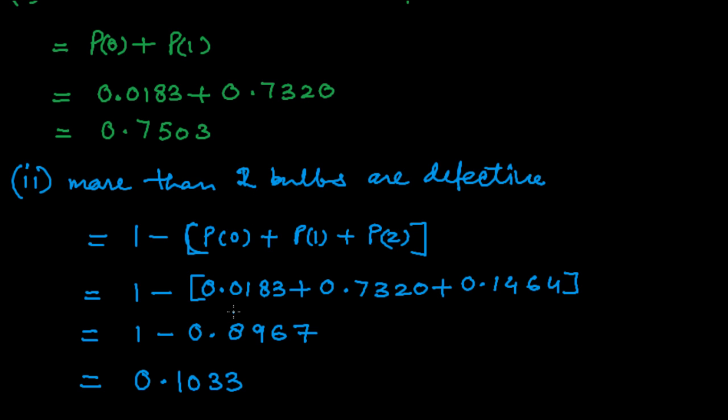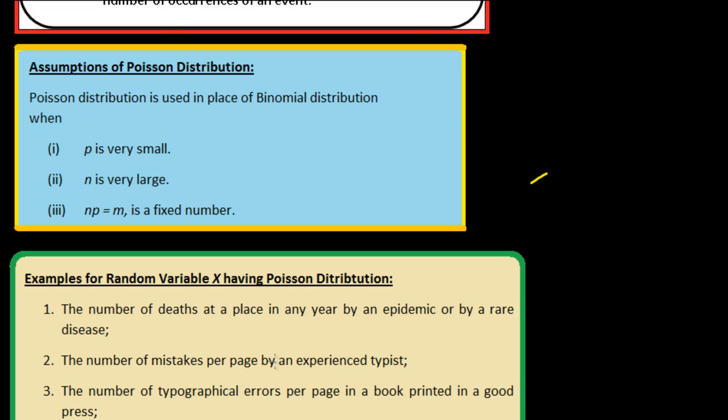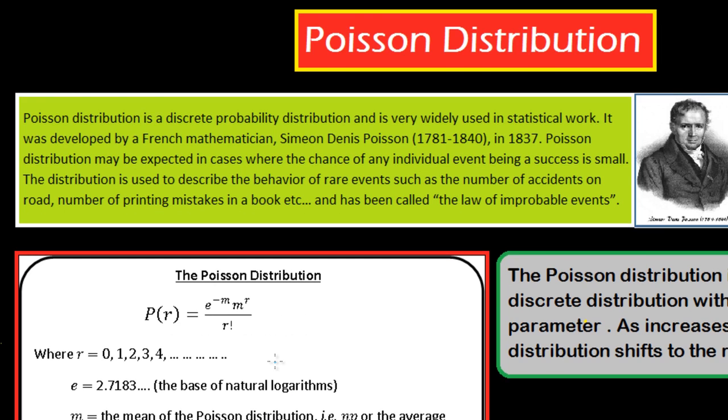So in this way we could easily find out the probability distribution through this Poisson distribution, where the population parameters are not given and we have to find out the expected frequency distribution. We could easily find it through this. It's a very simple way to find out the Poisson distribution.